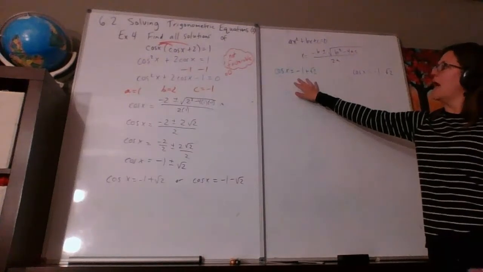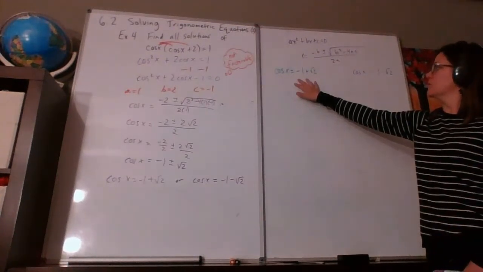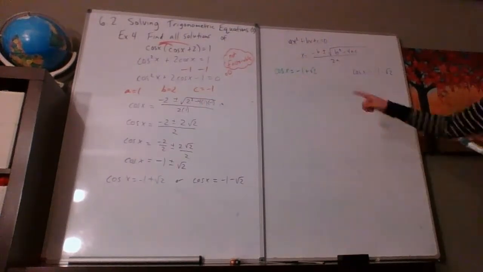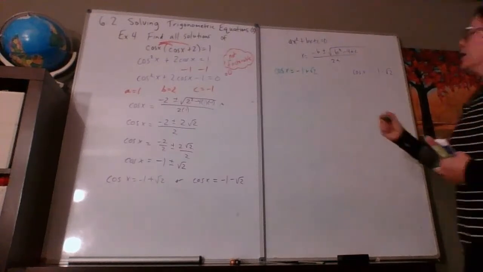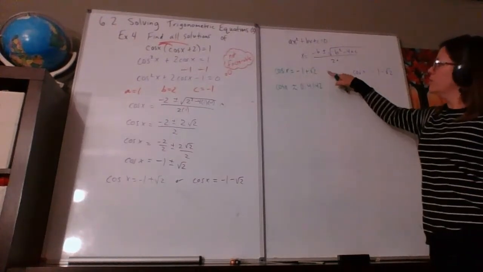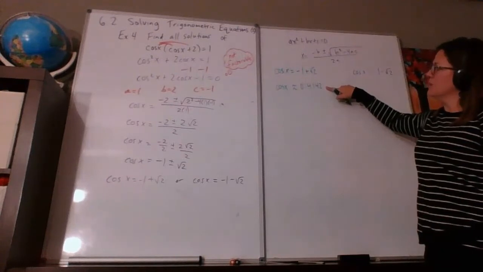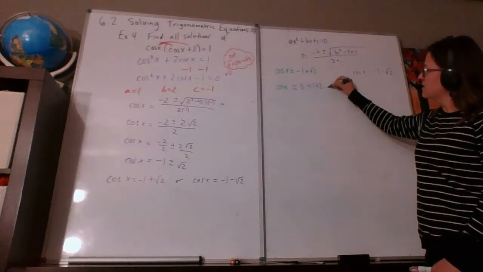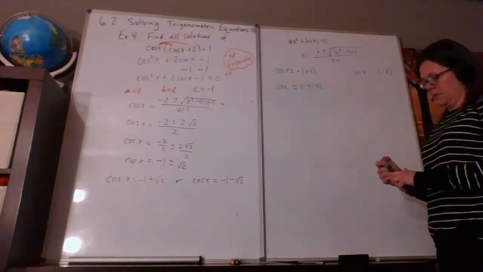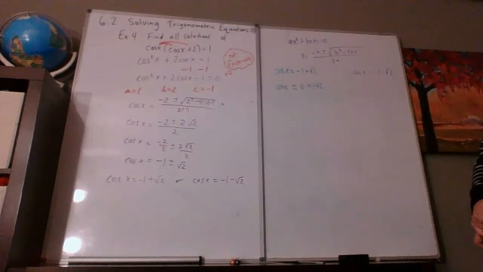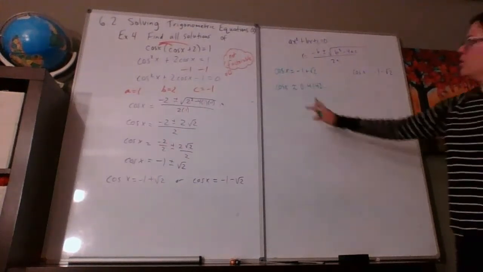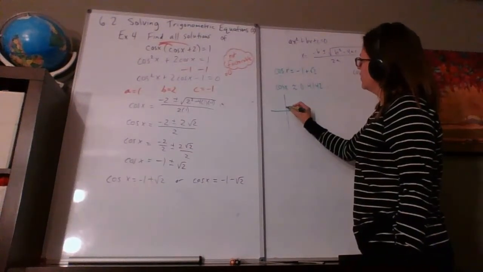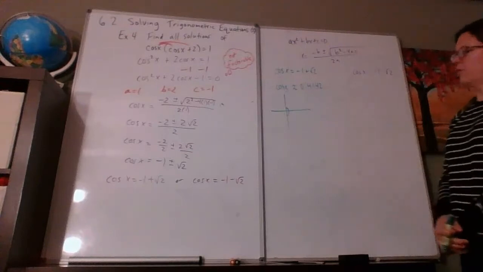Let's first look at cosine x equals -1 plus rad 2. First, I like to evaluate -1 plus rad 2 to see what kind of number we get. So when we plug in -1 plus rad 2, we get approximately 0.4142. However, we're going to keep that exact value in our calculator. Now let's think, which quadrants do we get cosine to be a positive? So that's going to be in quadrants 1 and 4.